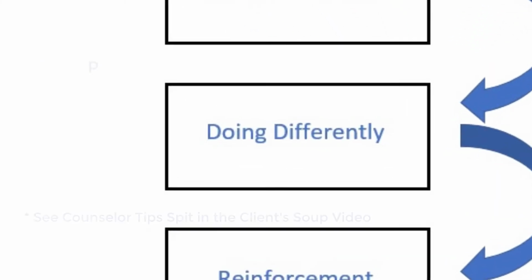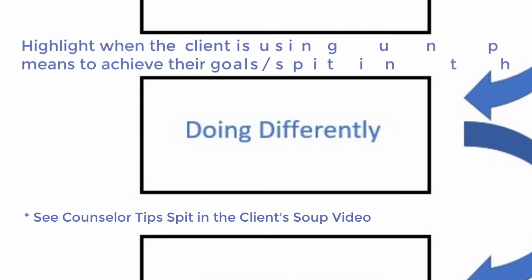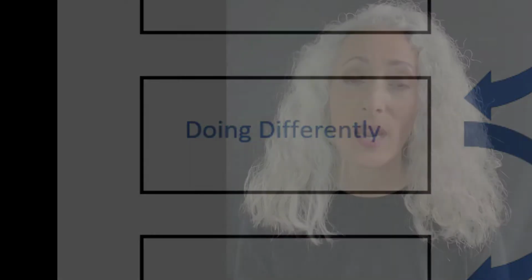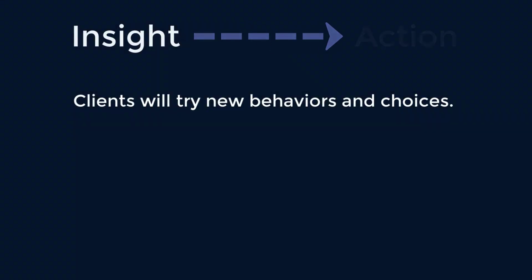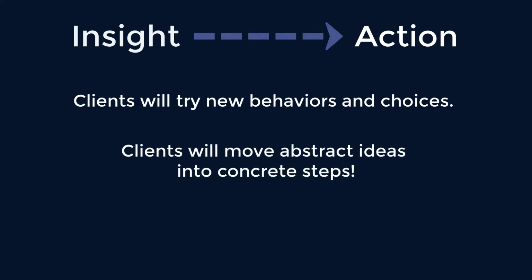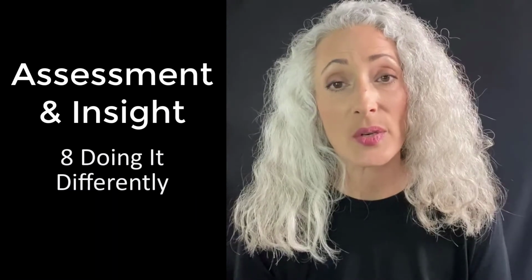Stage 8, doing it differently. In this stage, the counselor is actually assisting the client by making the unproductive work of the client feel unappetizing or highlight when this unproductive work may actually be occurring. In stage 8, the client is beginning to convert their insight into action. When doing this, the client is actually trying new behaviors and implementing new choices. We will see clients taking concrete steps on abstract ideas or concepts.